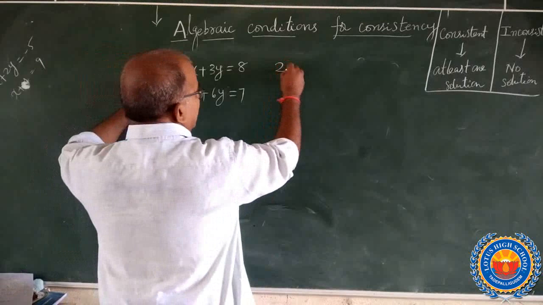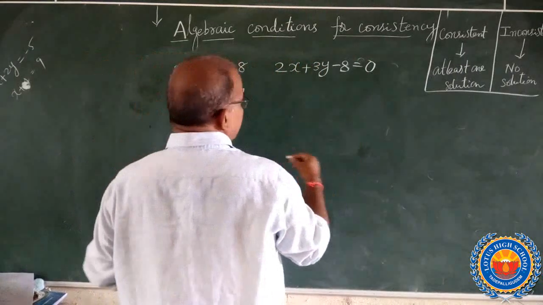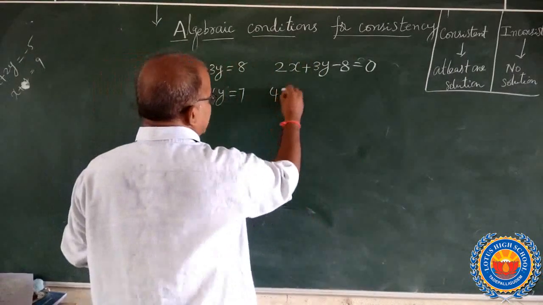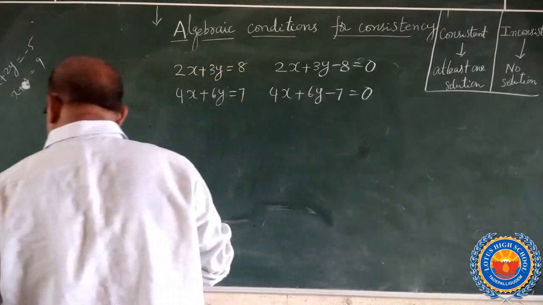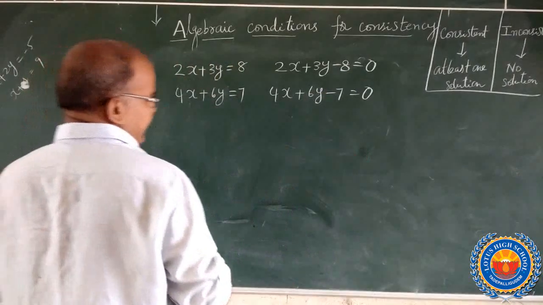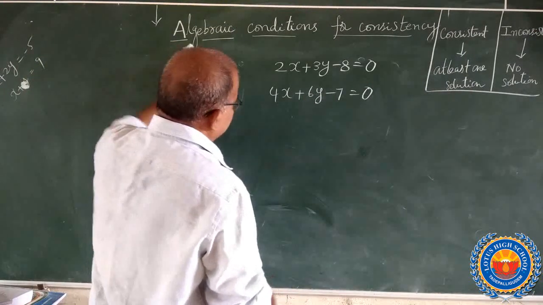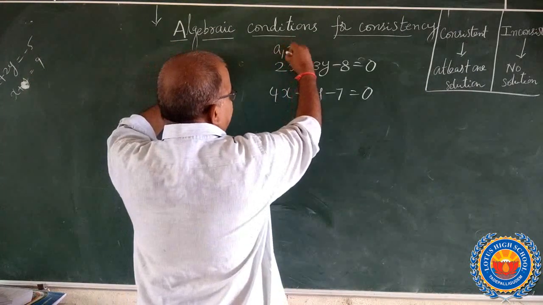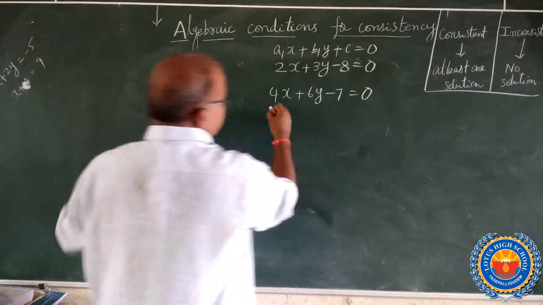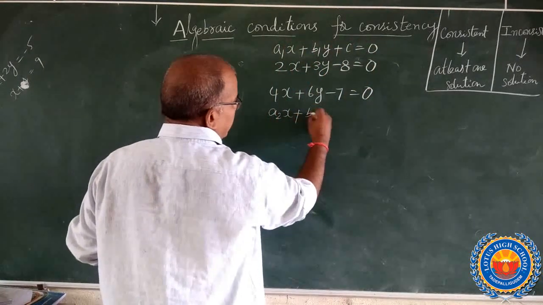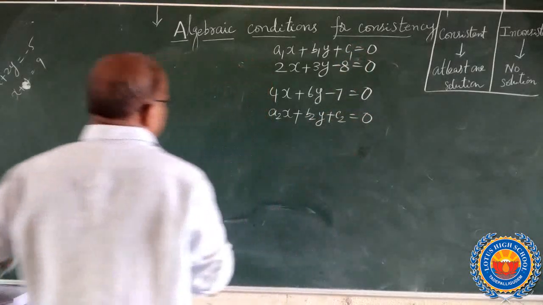Okay, here is one more example. I write 2x plus 3y minus 8 is equal to 0, and one more, 4x plus 6y minus 7 is equal to 0. I am checking the consistency, whether consistent or inconsistent: no solution or at least one solution. So here compare with a1x plus b1y plus c1 is equal to 0, and a2x plus b2y plus c2 is equal to 0.